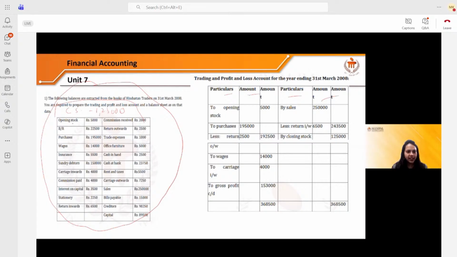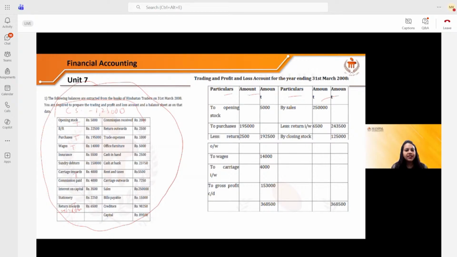Opening stock, yes, definitely comes in the trading account. PR does not come in trading account. Purchase comes in trading account. Wages comes in trading account. Insurance, no. Debtors, no. Carriage inward comes in trading account. Commission paid, no. Interest on capital, no. Stationery, no. Return inward, yes. Return inward means sales return, right? So we can deduct it from sales. So yes, it will come in the trading account.